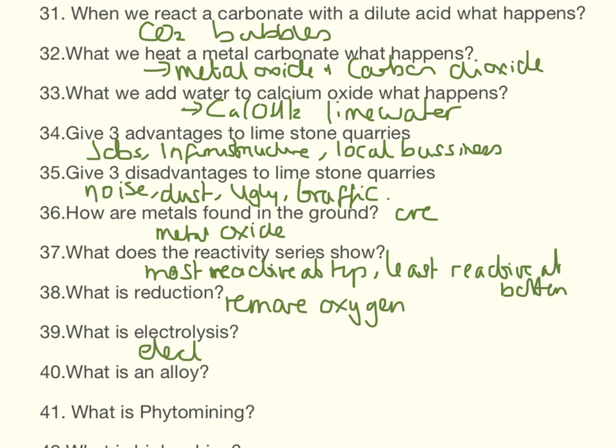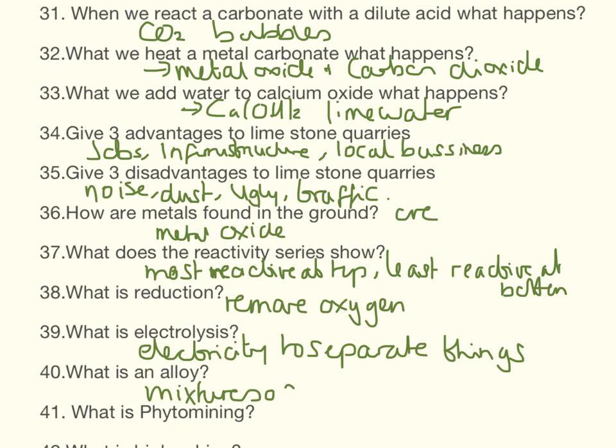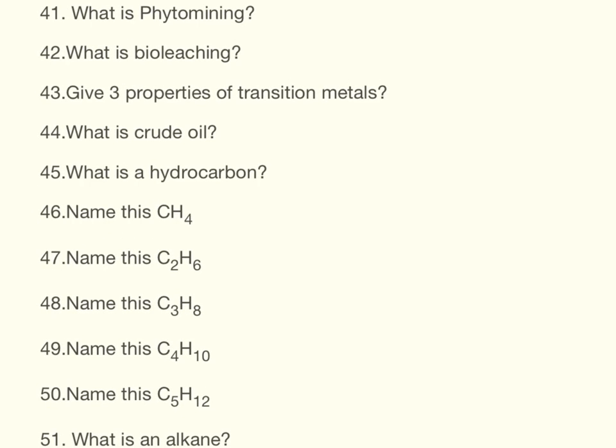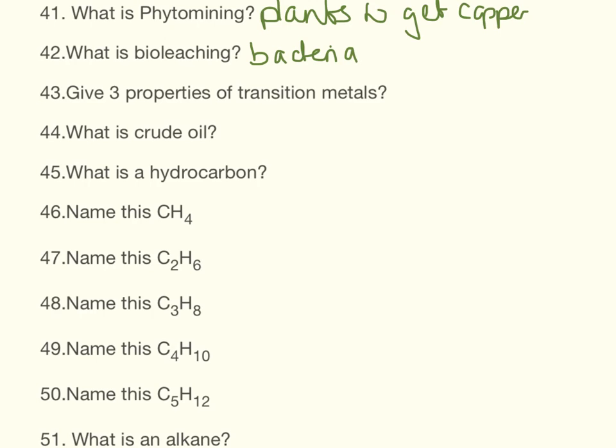Electrolysis is using electricity to separate things. An alloy is a mixture of metals. Phytomining is using plants, generally stuff like broccoli, to get copper out of the ground. Bioleaching is using bacteria to get copper. This is generally used for a large body of water, such as a lake.